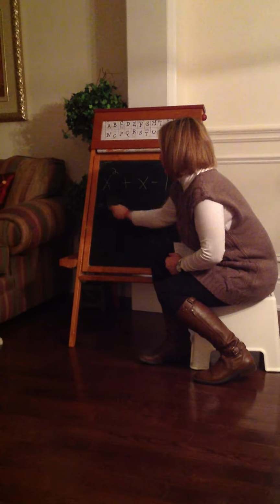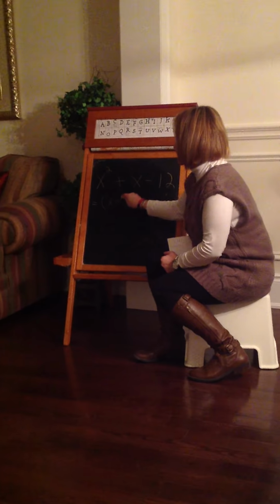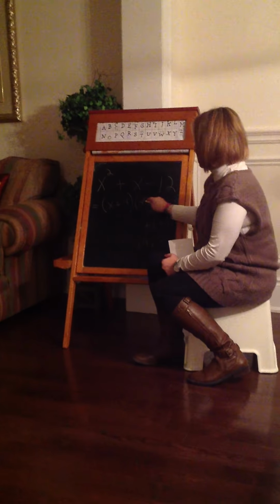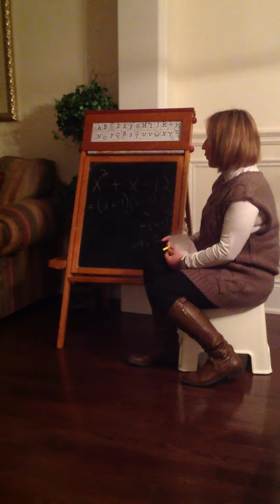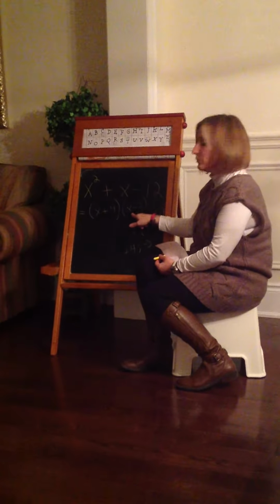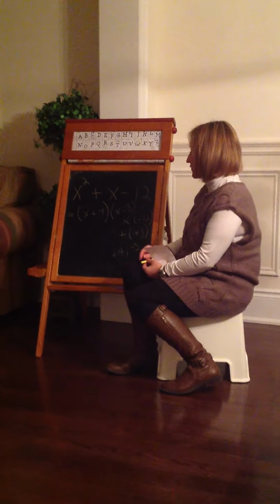So you're creating 2 binomial brackets. One that will read x plus 4. That's our first binomial bracket. And the other one will be x minus 3. So what times what gives me x squared plus x minus 12? These 2 binomial brackets. X plus 4 times x minus 3.